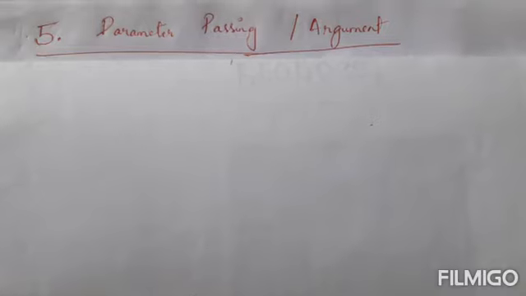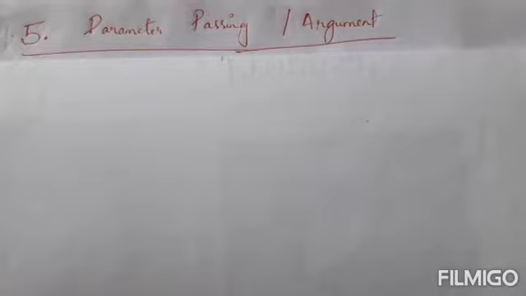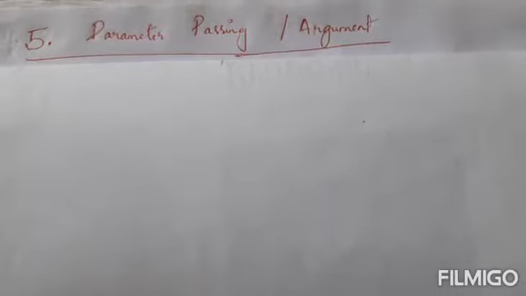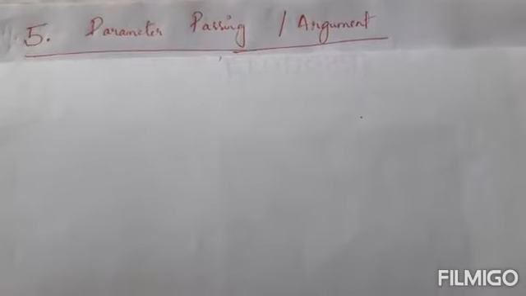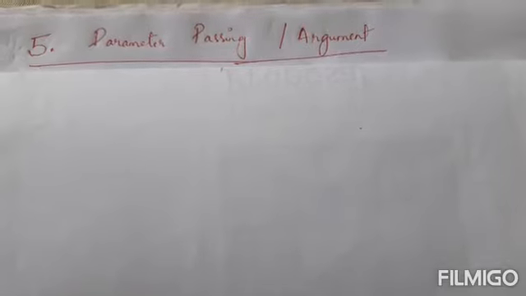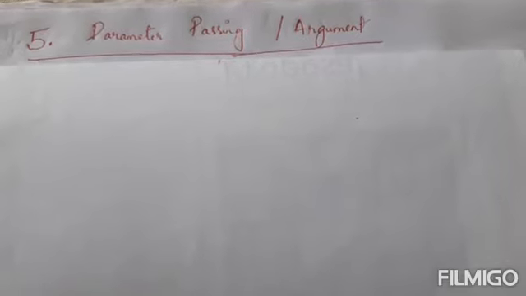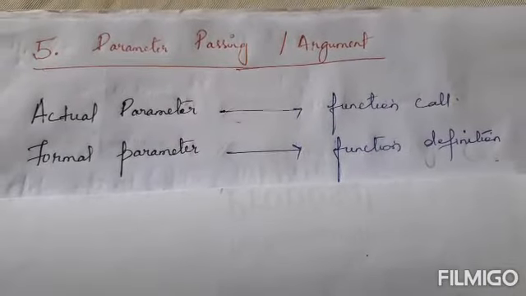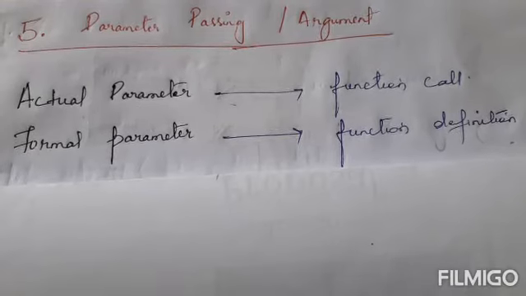Hello again everyone. So in this lecture, we will discuss the various ways of passing an argument or a parameter to a function. What we have already learned is that a function can either pass a parameter or it can even pass zero parameters. And in order to understand exactly what a parameter is, we'll first discuss these two: the actual parameter and the formal parameter.